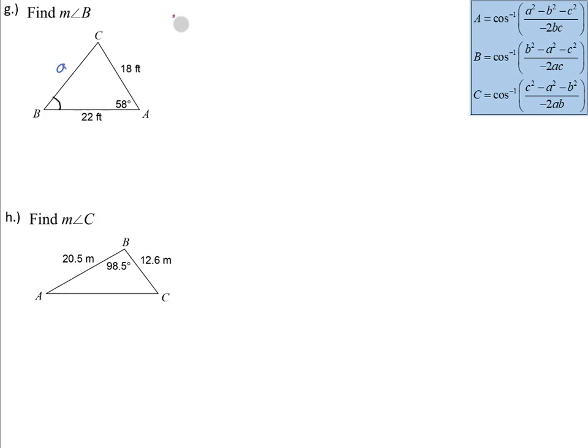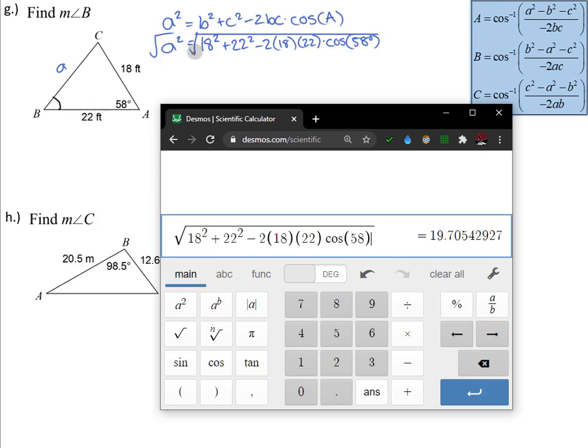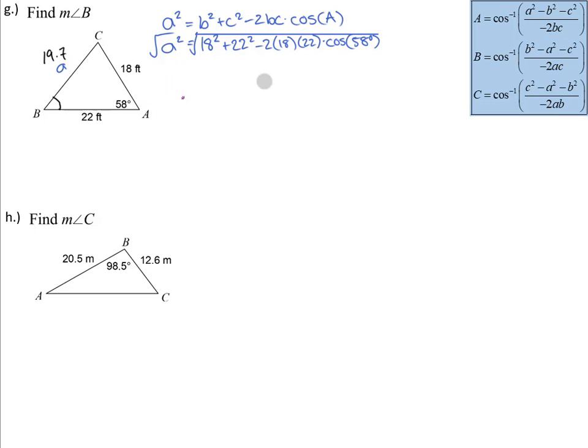To find side length A, we know A squared equals B squared plus C squared minus 2BC times the cosine of the angle at A. Okay, so let's plug in and find A. We're plugging in our other two sides, 18 and 22, in our formula, and cosine of 58 degrees. And that tells me my missing length, rounding to one decimal place, is about 19.7. Okay, so now we have enough information to solve for the angle at B.